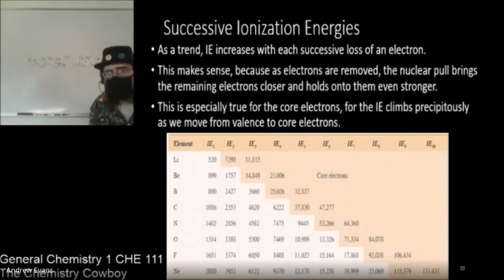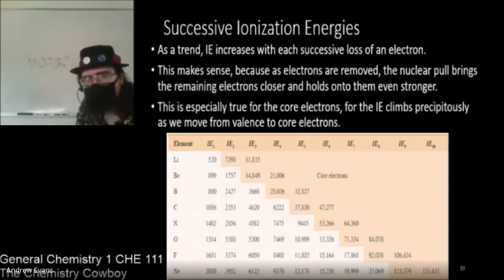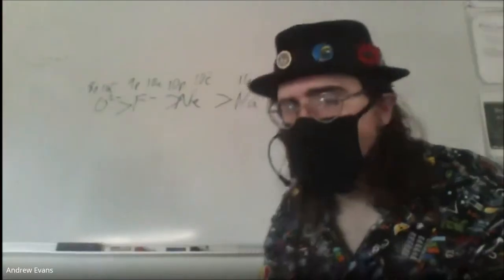However, there is a certain point where we see a big, big change. In general, the successive losses should be something like a doubling of the first one, or adding one equivalent of the first energy, until we get to the core electrons. And this is because of this. Let's look at this little picture.